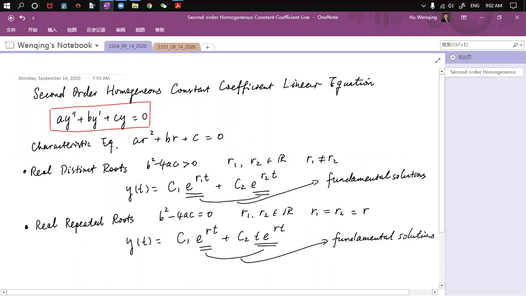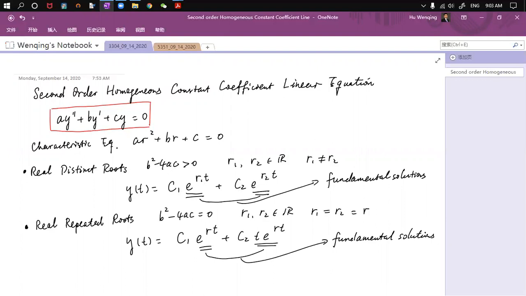Now the key point here is that if you have a real distinct root, that means the discriminant b squared minus 4ac is positive. Then your solution is y(t) = c1 e^(r1 t) + c2 e^(r2 t). So the two fundamental solutions are just the characteristic roots raised into an exponential, and that's it.